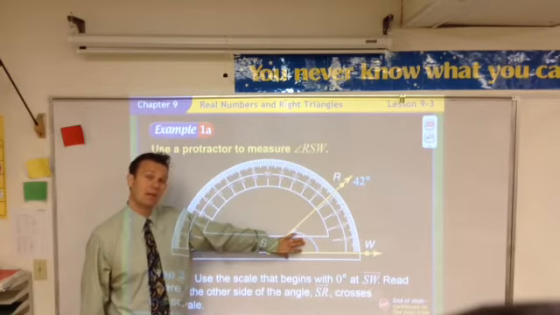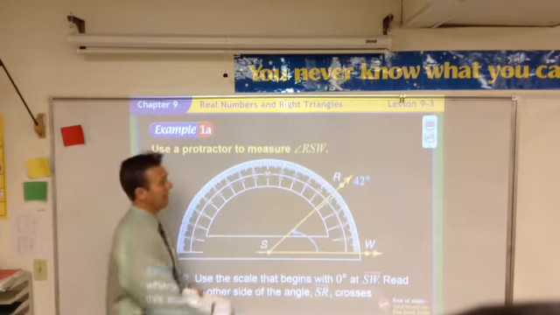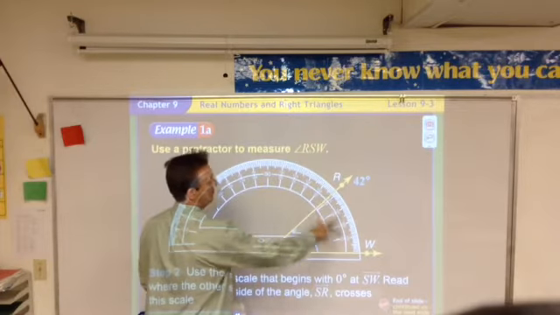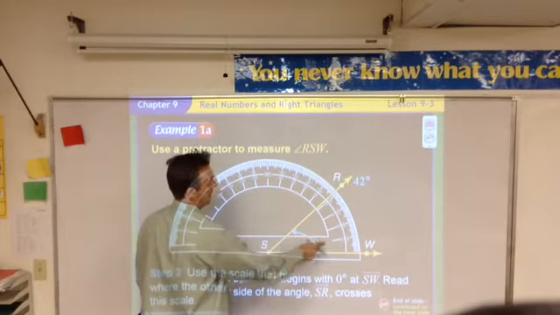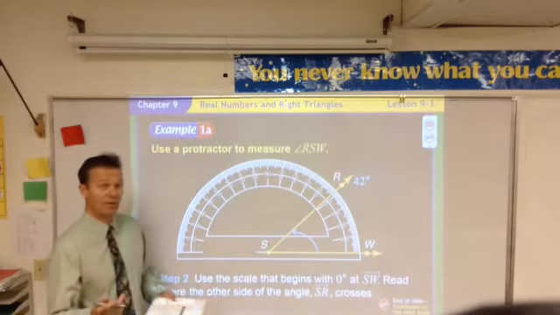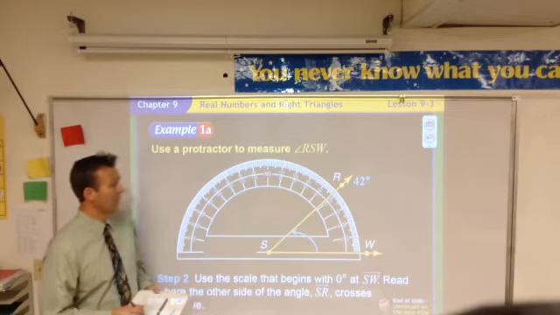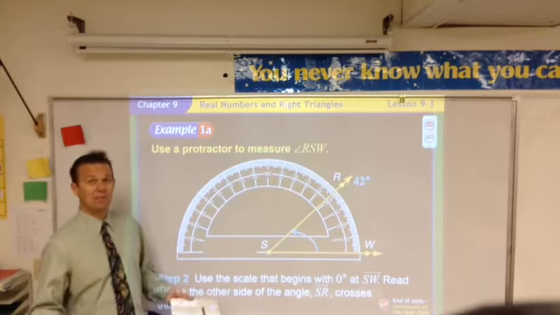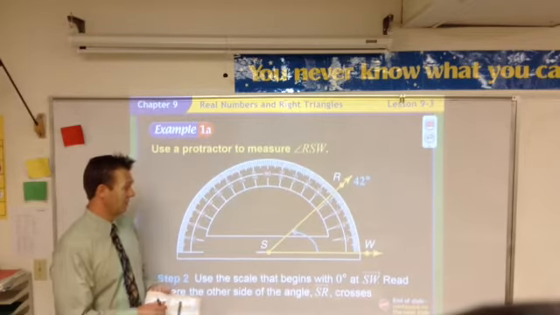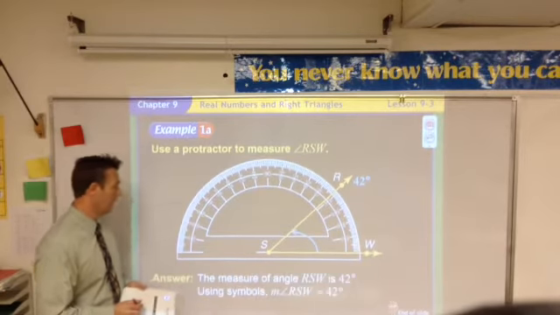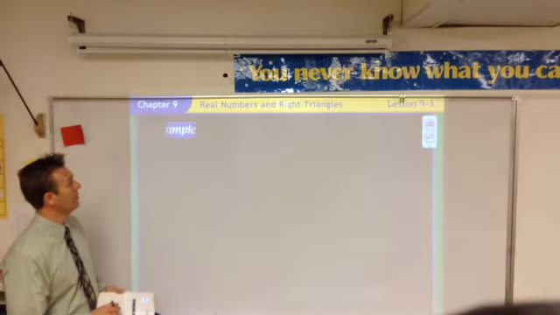But since it's an acute angle, you're not going to say that the answer is 142, which would be the wrong answer. It's actually 42, or 138 for that matter. Okay? So you have to figure it out. If it's an acute angle, obviously the answer is not 138, it's going to be 42 degrees. Alright, and so there's your answer.